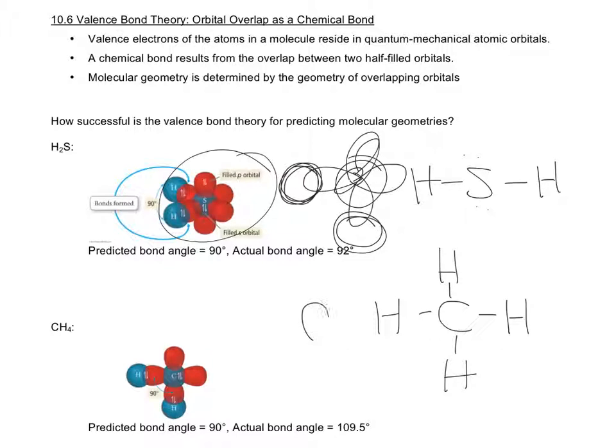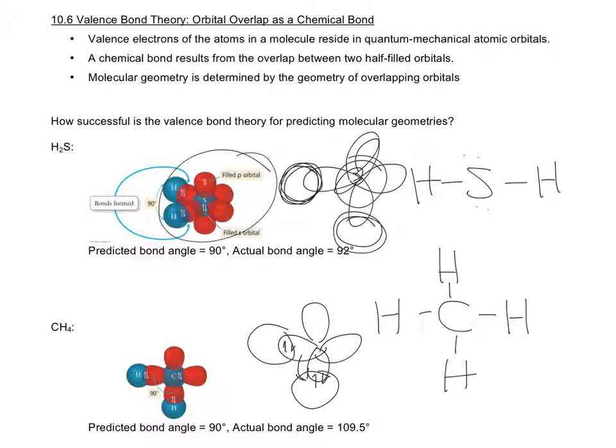So again, if we were to draw a couple of them, we would get one over here, one electron from the hydrogen and one from the carbon. Same thing here, one from the hydrogen, one from the carbon. And so the predicted bond angle between those two, again, would be 90 degrees, because that's the bond angle between the p orbitals. But what we actually get is an angle of 109.5.